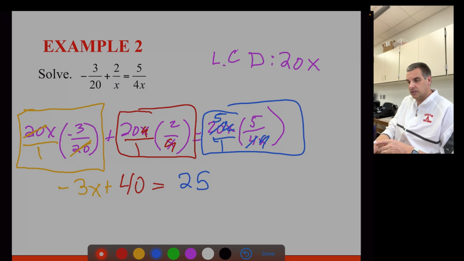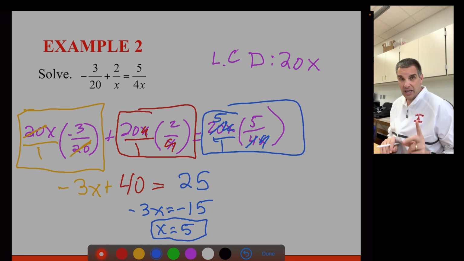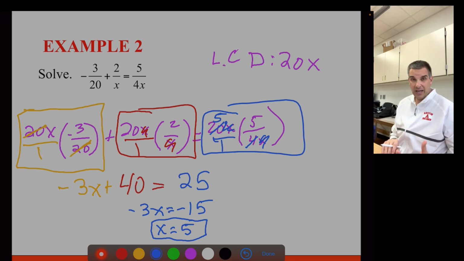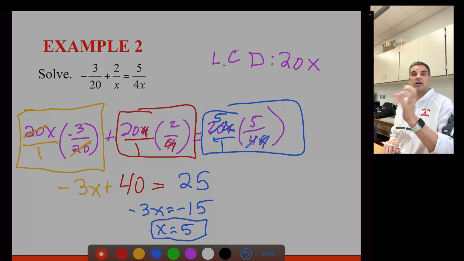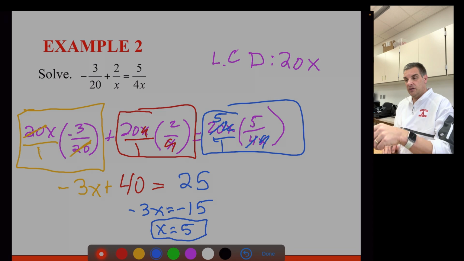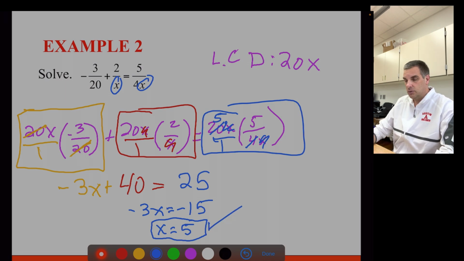Now I can solve that equation. Subtract 40 from both sides, divide by 3, and we get a solution of x is equal to 5. Now, we have to make sure that that 5 is okay. What do I mean by okay? We have to check to see if it works. We have to check to make sure that in our original equation, if I put 5 in for my x values, I don't get a 0 in the denominator. And if you notice, if I put a 5 in here, I get 2/5, and in there I get 20. So nothing's wrong, so that's okay. So that is the solution to this problem.